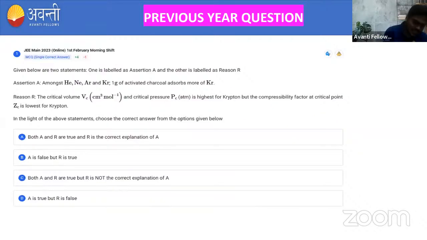Sure. The next question is, given below are the two statements, again assertion and reason, right? Assertion: among helium, neon, argon and krypton, 1 gram of activated charcoal absorbs more of Kr. तो कह रहा है कि 1 ग्राम ऑफ चारकोल है तो Kr को ज्यादा एब्जॉर्ब करेगी. ठीक है? The reason: the critical volume Vc, that is centimeter cube per mole, and critical pressure Pc is highest for krypton, but the compressibility factor at the critical point Zc is lowest for krypton.